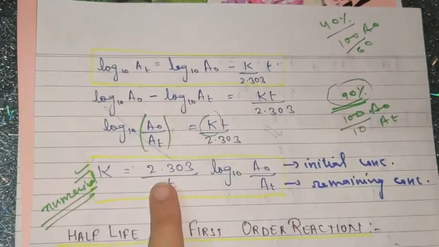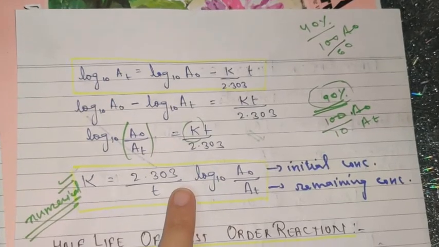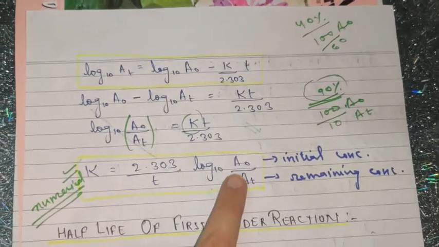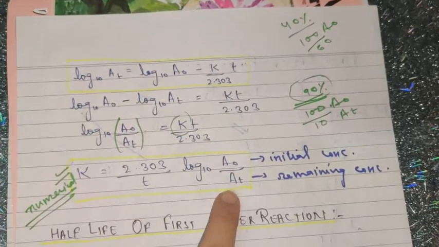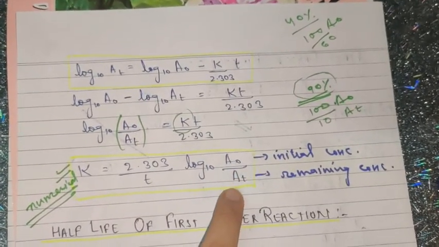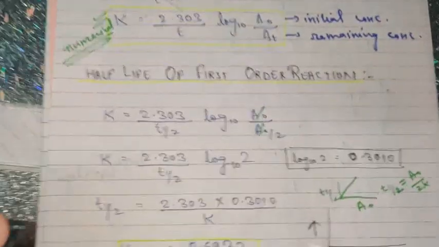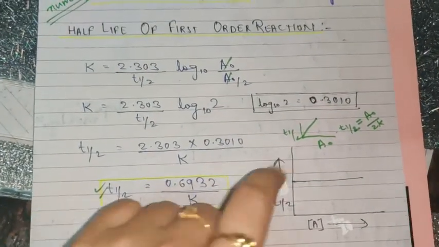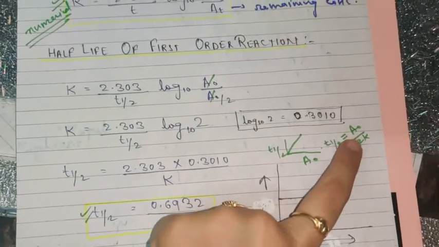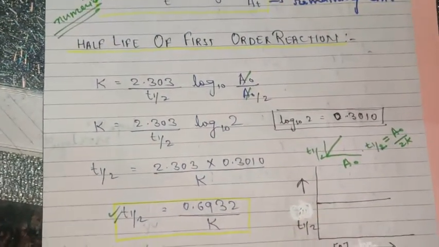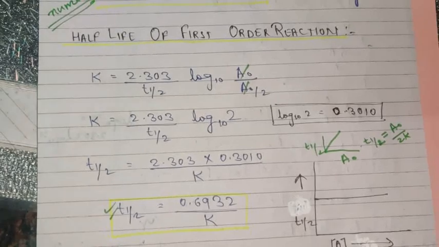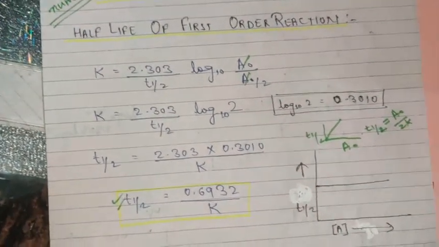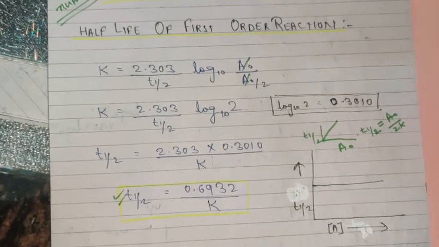And this particular expression is extremely important. Why? Because the numericals are based on this expression only. A naught is the initial concentration and At is the remaining concentration or the leftover concentration. Then half-life is 0.693 upon K, and for zero order it was A naught upon 2K. So I hope you'll revise these topics thoroughly, and in the next session you will also do the numericals and solve the questions along with me.